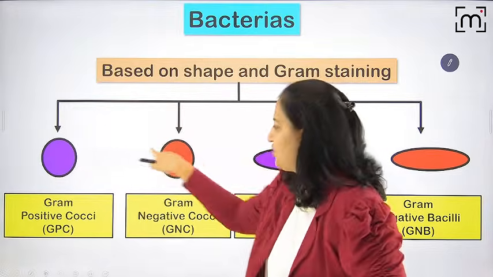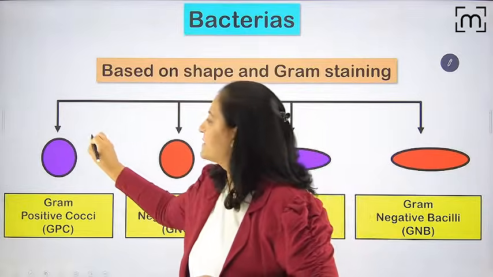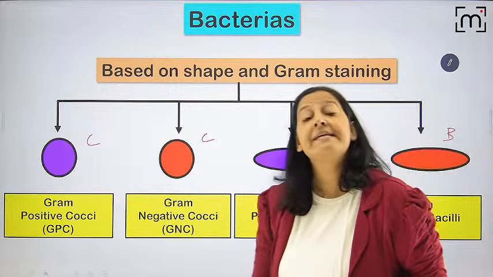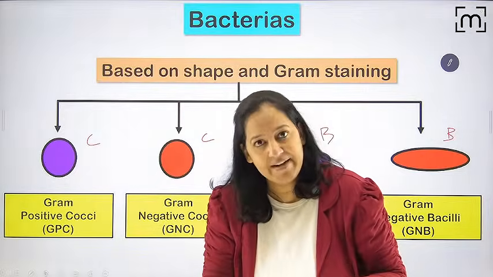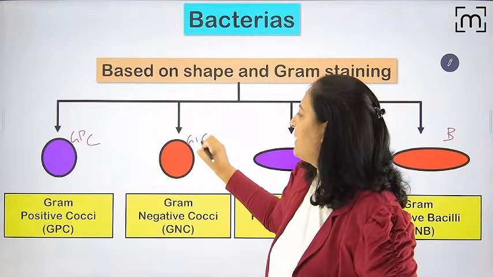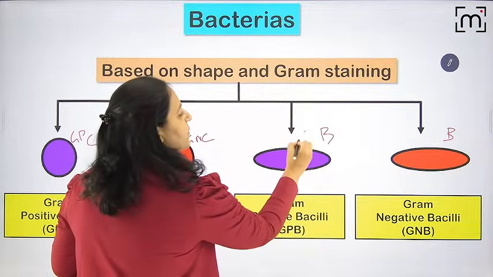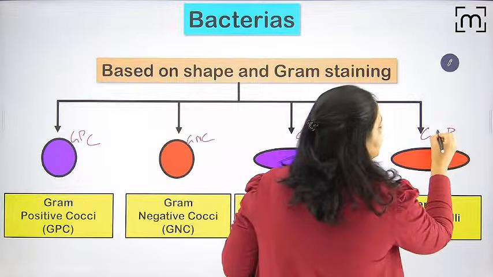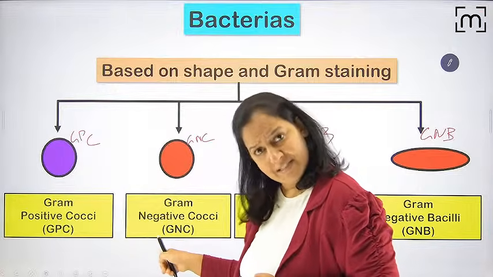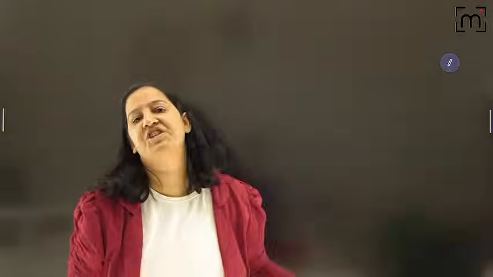Now appreciate the shape and the color. Say the shape, it's cocci, it's bacilli, it's bacilli. Can you see? Say the color, violet or red. This is violet, so Gram positive. This is red, so Gram negative. This is again violet, so Gram positive. This is again red, so Gram negative. So GPC, GNC, GPB, GNB.